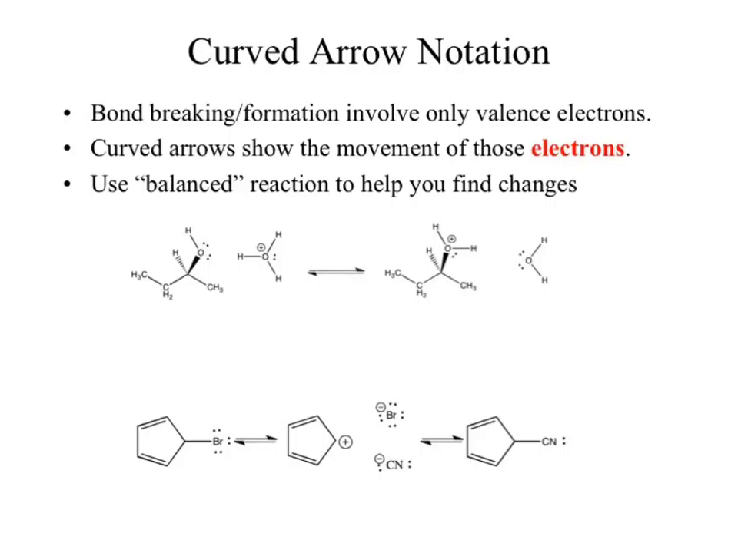So, bond breaking and formation. These are only going to involve our outermost electrons. What we're trying to do is, again, show the motion of the electrons. This is something that's kind of annoying. Organic chemistry very seldom balances reactions. I've heard students complain about it before.